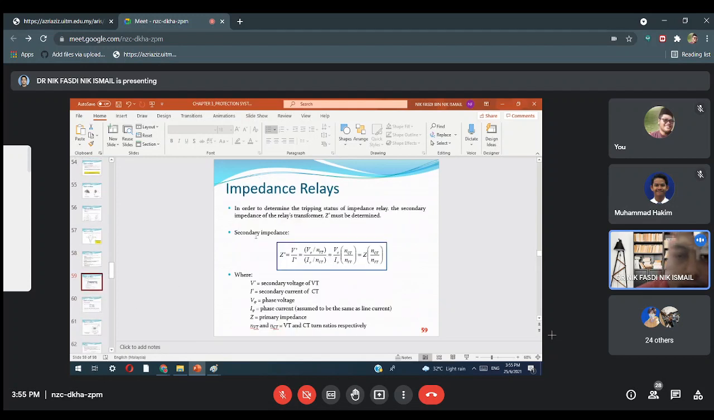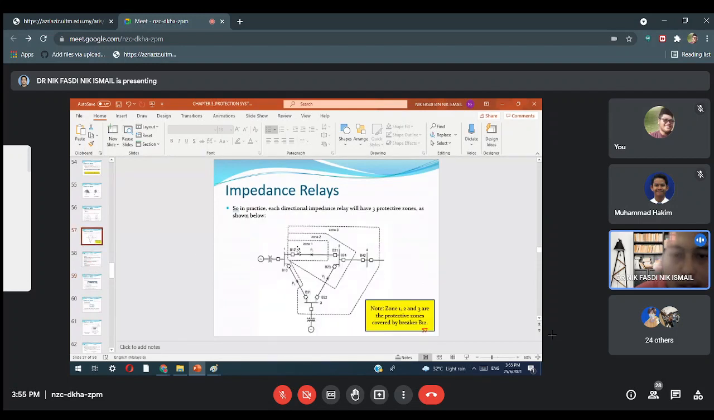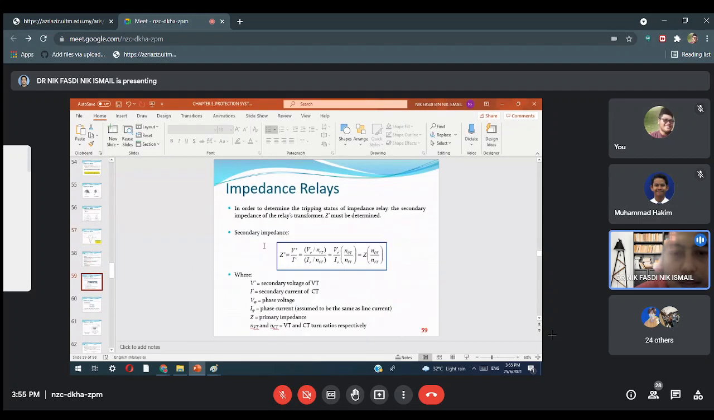Okay, we go to the next slide. In order to determine the trip status of the impedance relay, the secondary impedance of the relay transformer, Z prime, must be determined. Secondary. Okay. So in order to determine trip or not, for example, we need to determine the Z prime, the secondary impedance. So this is the equation to determine the secondary impedance. There are many equations, so at the end, this is the general equation.